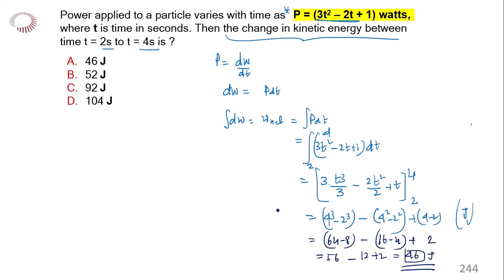Now you are asked to calculate the change in kinetic energy. From the work-kinetic energy theorem, I know that W net, the total work done, is equal to delta kinetic energy. I have already calculated the net work done, so that is the answer for the change in kinetic energy. So the total kinetic energy change for the particle is 46 joule. Okay.